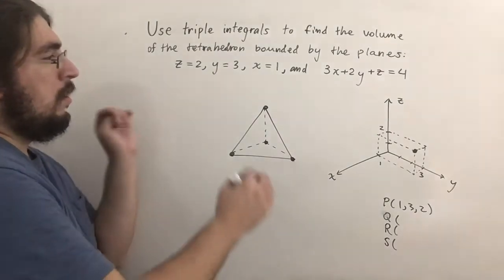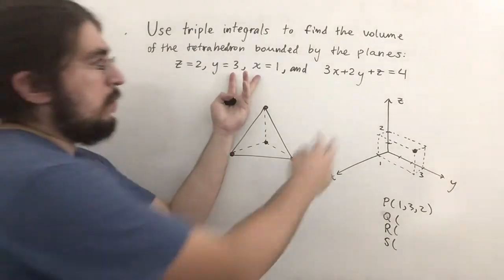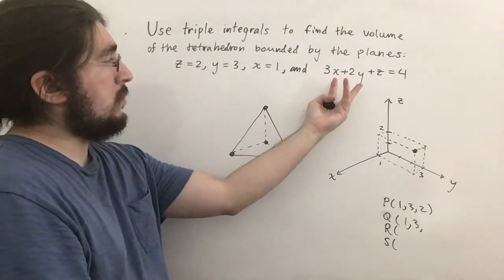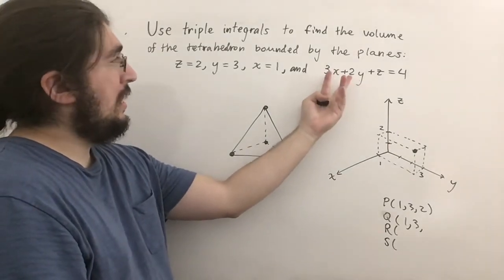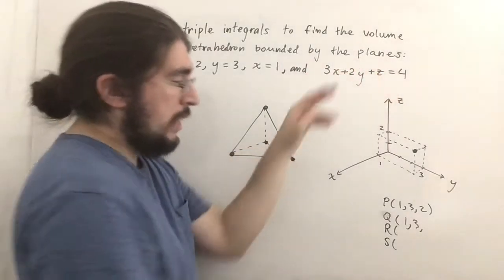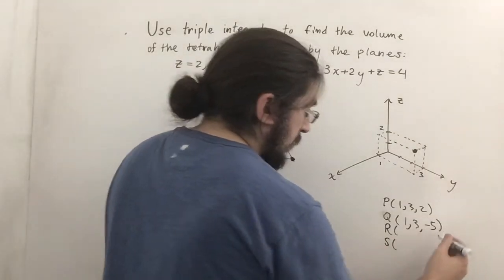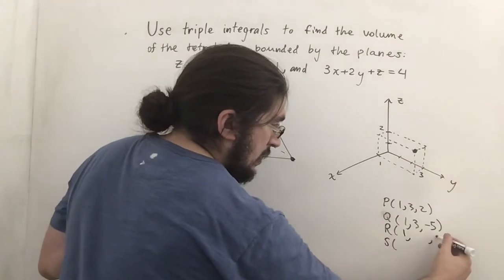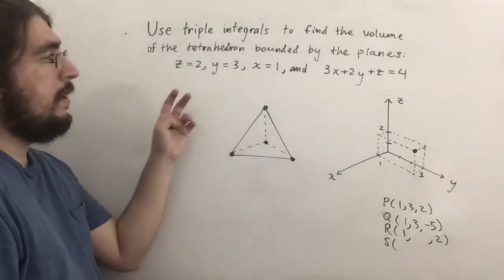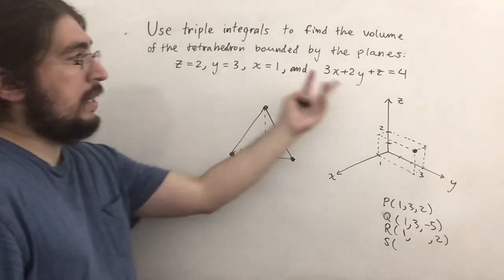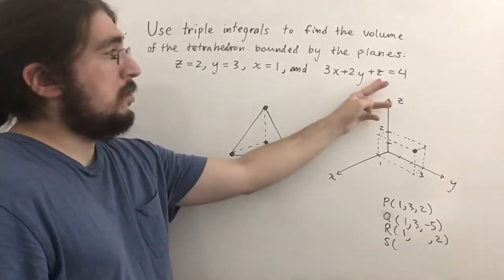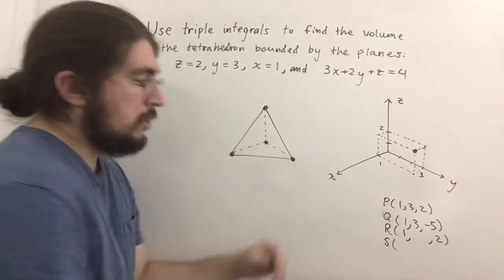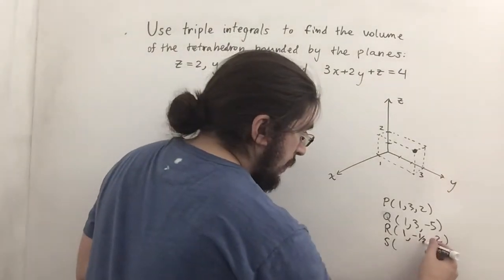Now, when x is equal to 1 and y is equal to 3, what is z? Well, if you plug in x equals 1 and y equals 3, you get 3 plus 6, that's 9. Subtract 9 to the other side, z is equal to -5. Okay, good. What about when x is equal to 1 and z is equal to 2? What must y be? Here we get 3 plus 2, so that's 5. Subtract 5, 4 minus 5 is -1, divide by 2, we get -1/2 for y.